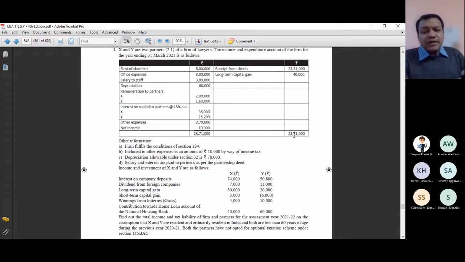So let us skip these values of X and Y. For the time being, my purpose is to compute income of the firm first, then I will go to the partners. Find out the total income and tax liability of firm and partners for the assessment year 21-22 on the assumption that X and Y are resident and ordinarily resident in India and both are less than 60 years of age during the previous year 2021. Both the partners have not opted for optional taxation scheme under section 115 BAC. Please raise your hand if the question is clear.